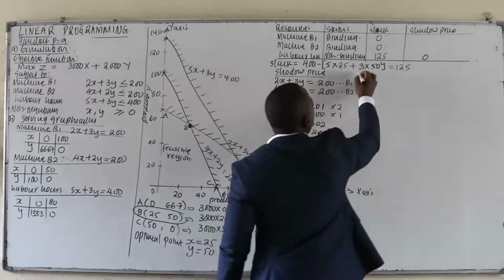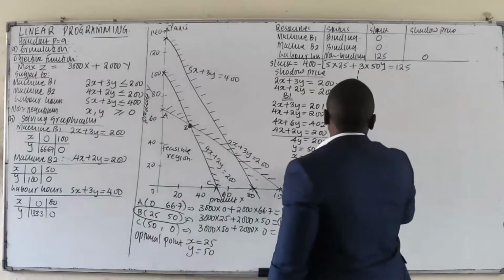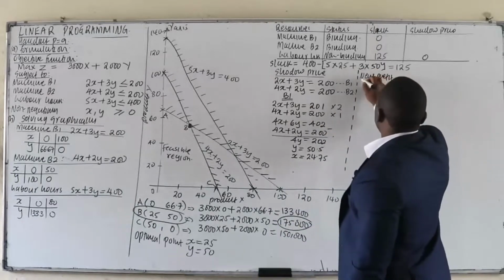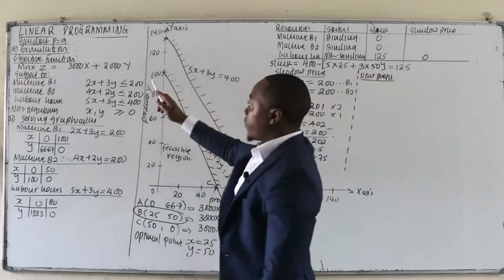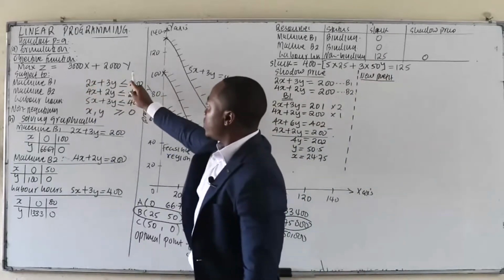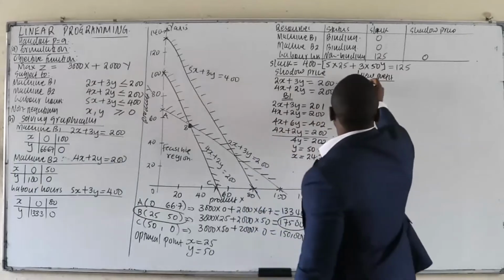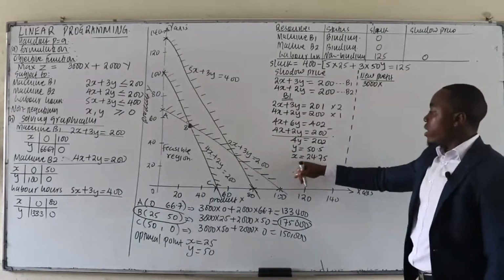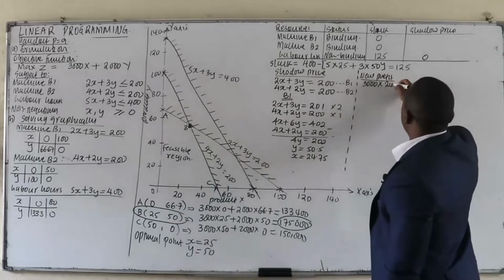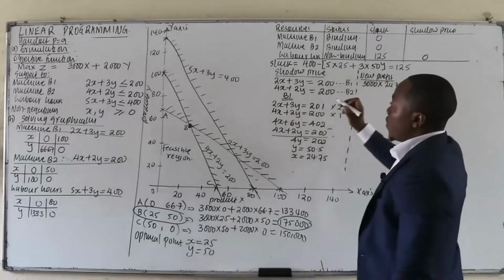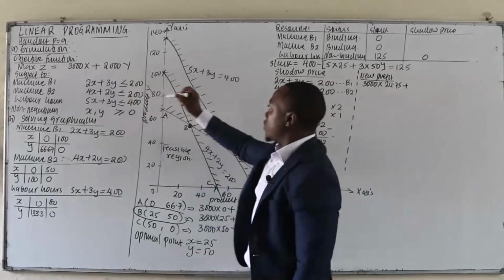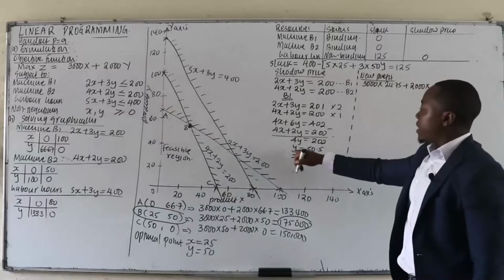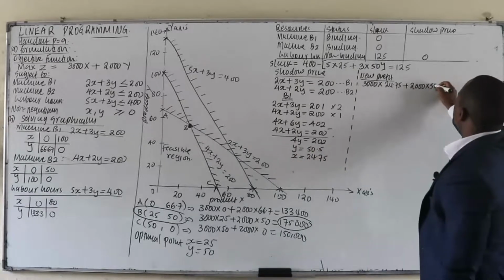Now, how much will be our new profit now? So our new profit, this is what I mean. For each unit of x, the profit is 3,000. For each unit of y is 2,000. So it will be 3,000 for each unit of x. Now, in our new scenario, our x will be 24.75. For each unit of y is 2,000. So it's 2,000 for each unit of y. In this case, our y is 50.5.